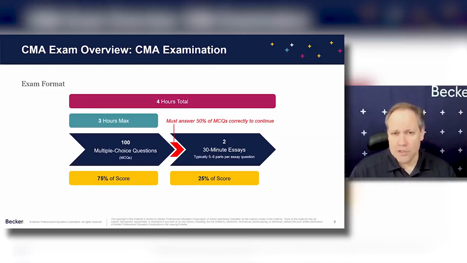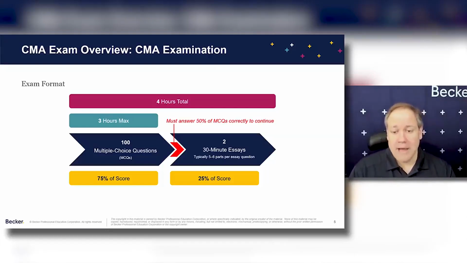The multiple choice also are a bit of a gatekeep, because once you complete those MCQs, the exam will grade, or at least assess how many you got right. And if you didn't get at least half, well, then you're going to be kicked out of the exam at that point. You only get to see the essays if you've at least answered 50% of the multiple choice correctly.